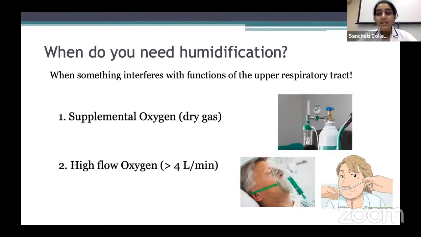Okay, this is especially required when you are giving oxygen at a high flow rate. When I say high flow rate, I should not use that term. At flow rates above 4 liters per minute. Here you can see examples. A person is using a face mask, another one is using nasal prongs. Whenever oxygen is being delivered, especially at rates of 4 liters per minute or more, it has to be humidified.